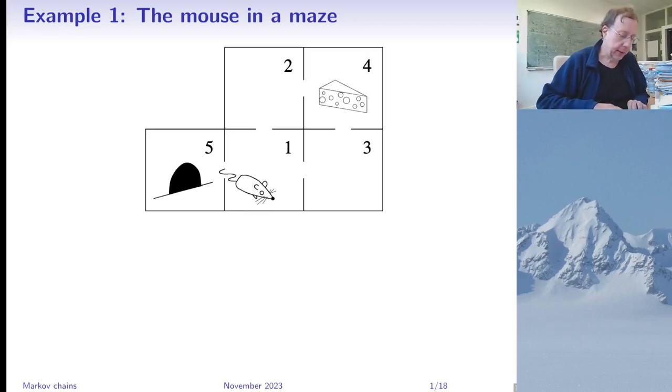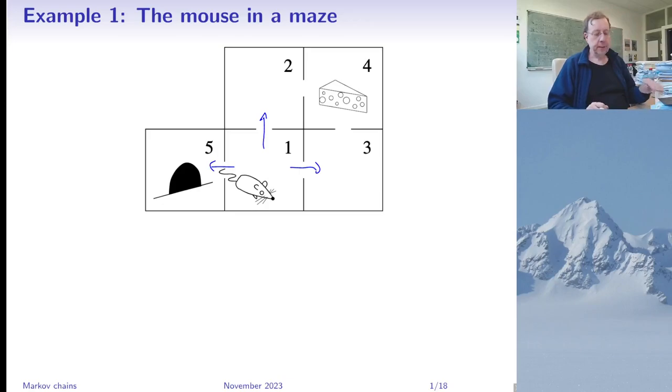So this means that right now the mouse is in room number one, and it can leave it through three different doors, like this, or like this. So it will choose one of these possibilities, and each with probability 1/3. And once it has done that, let's say it is in room number two. So when it is in room number two, well, there are two doors, so it will either go to room number four or back to room number one, and so on.